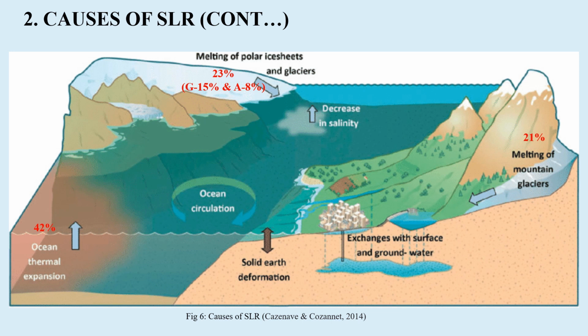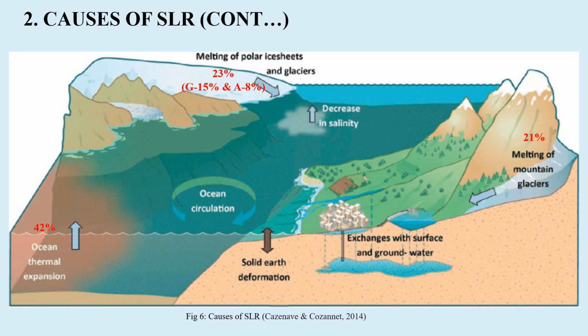This is the overall phenomenon that causes the sea level rise. Here we can see ocean thermal expansion, melting of mountain glaciers, melting of polar ice sheets and glaciers, which is related to the Greenland and Antarctic ice as discussed earlier. Similarly, sometimes the geological process of solid earth deformations like land emergence or land subsidence also lead to the sea level rise.